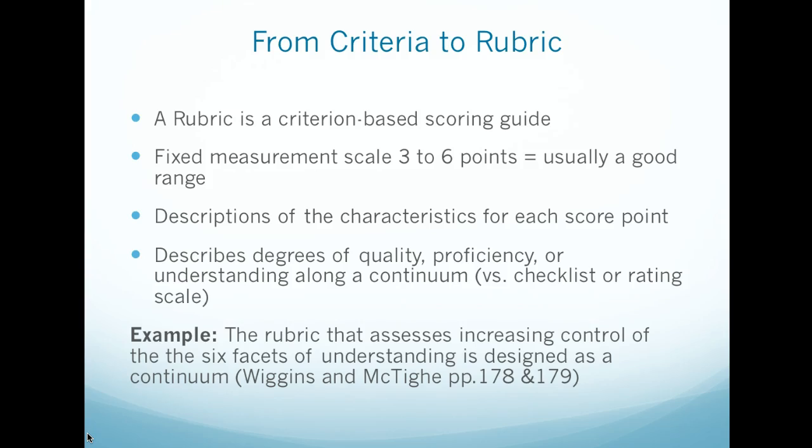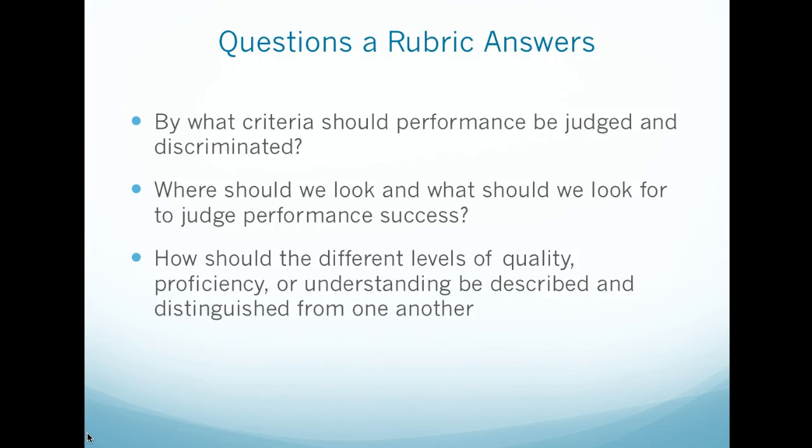Descriptions of the characteristics for each score point describe degrees of quality, proficiency, and/or understanding along a continuum versus a checklist or rating scale. So we're not making checklists or rating scales. And you'll see in Module 11 we're actually using a checklist. The rubric that assesses increasing control of the 6 facets of understanding is designed as a continuum. And actually we're going to refer to that at the end of this PowerPoint.